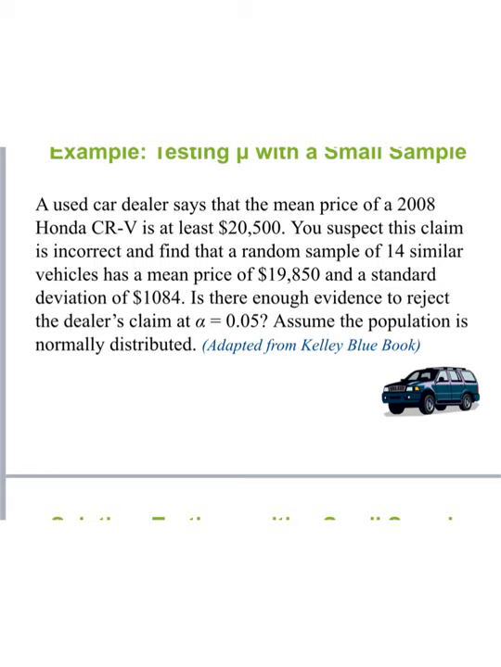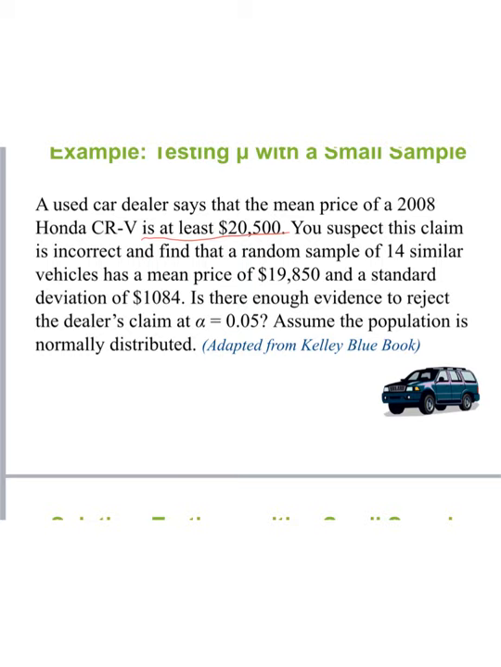Okay, and here's a good example. A used car dealer says that the mean price of a 2008 Honda CR-V is at least, that's very important for us, at least 20,500. You suspect this claim is incorrect, so you think it's not. It's at least, so it's 20,500 or more.